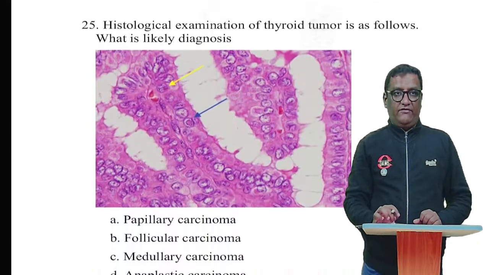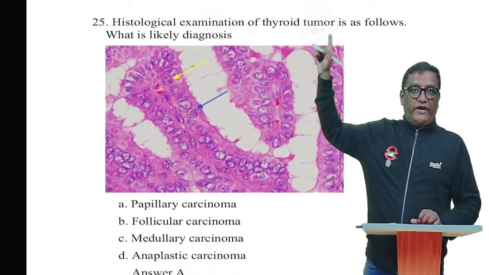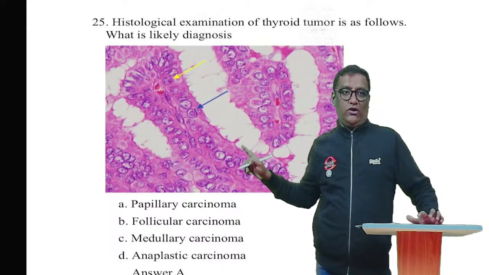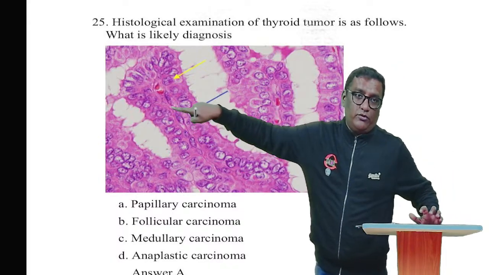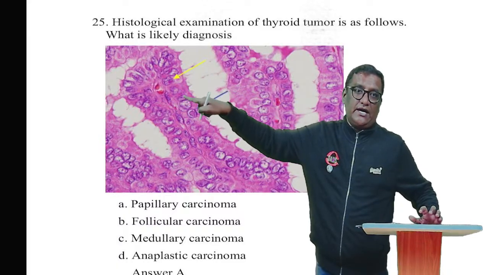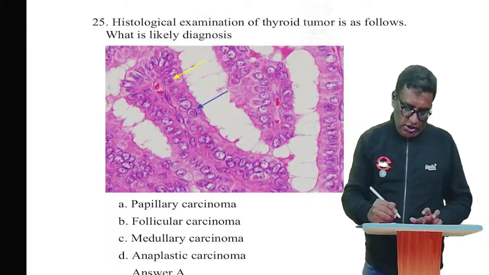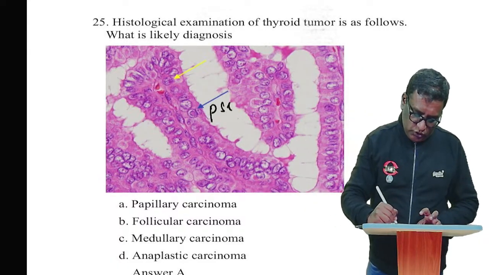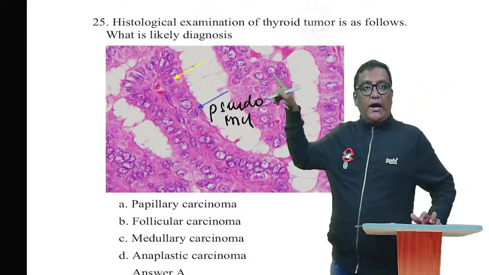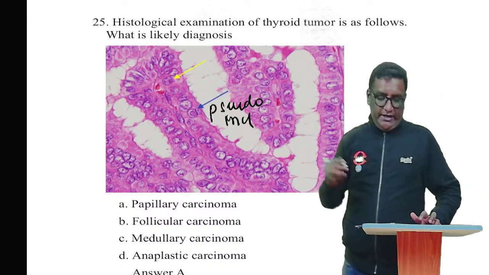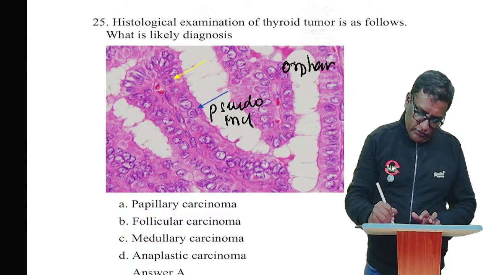Question number 25, the last question now. Let us look at this question. Histological examination of a thyroid tumor is as follows. What is the likely diagnosis? What am I seeing? Look at these. There are papillae with a fibrovascular core, and these are Orphan Annie nuclei with pseudo inclusions. Look at this blue arrow. These are your pseudo inclusions. And nuclei are appearing optically clear, and these are Orphan Annie nuclei.